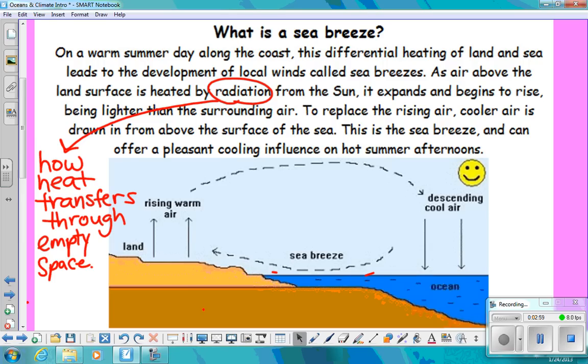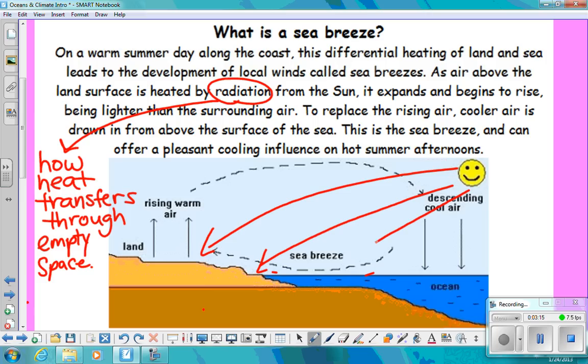So the processes that we were talking about, one of them I circled in red. And that is how heat transfers through empty space. And that would be how the sun transfers its heat from where it is all the way to the surfaces of our oceans and our land. So that is radiation. That's one of the processes, and that's one of your word wall words.